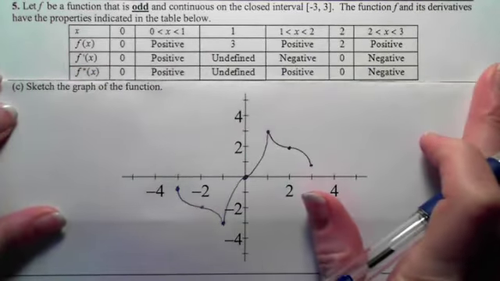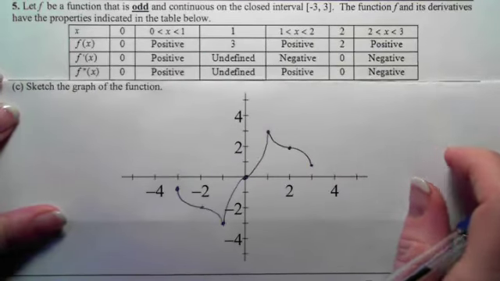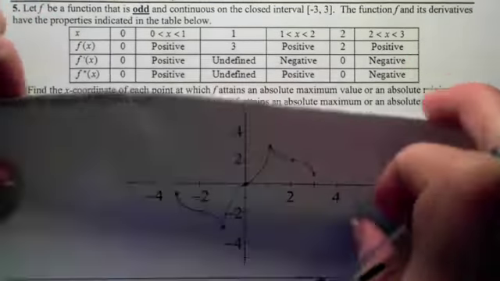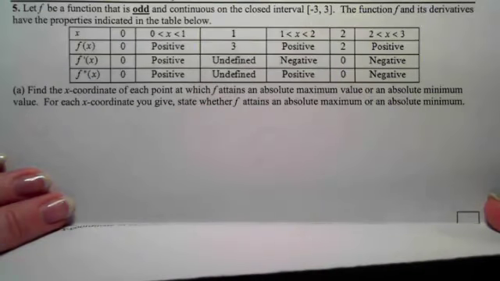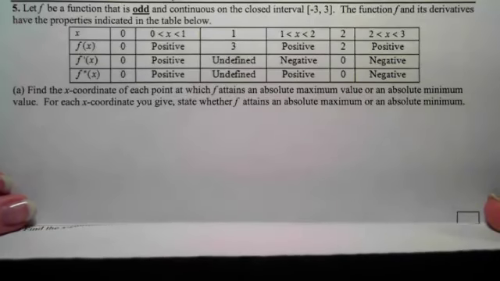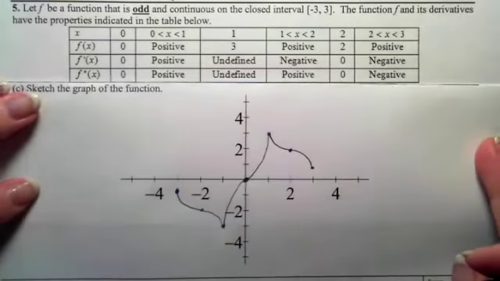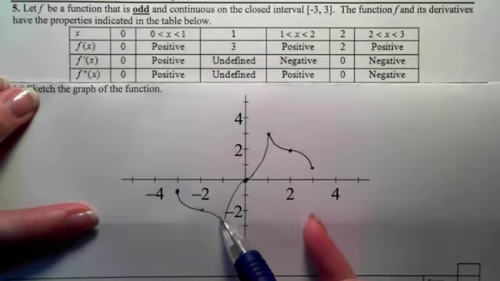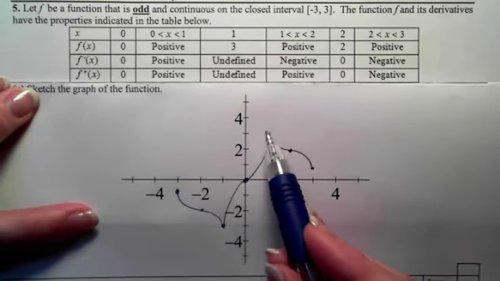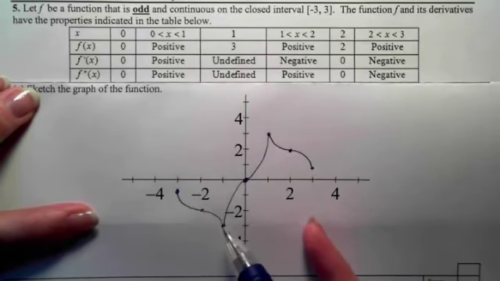So if we look at this picture now, it's going to be much easier to write down all the information that we have to write on the original problem. So part B says we want to find the x-coordinate of each point at which f attains an absolute max or an absolute min, and we want to know whether we get a max or a min at each one. So looking at the picture, we can see that we have a local max here, we've got a local min, we've got a local max, and a local min. So how do we figure out what our candidates are?